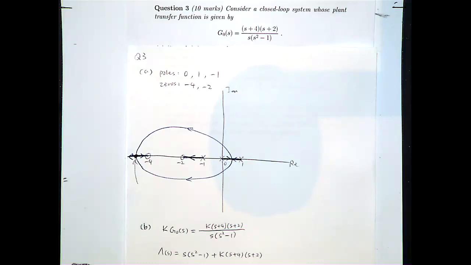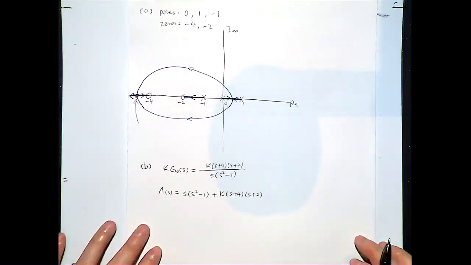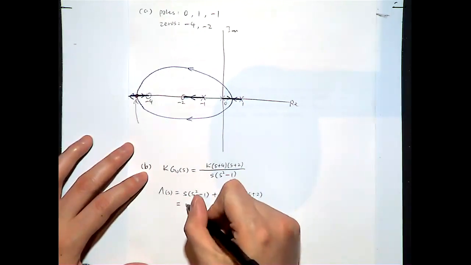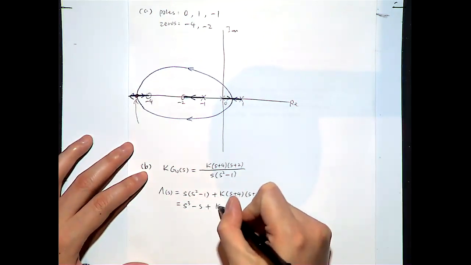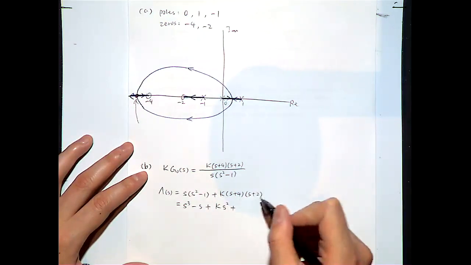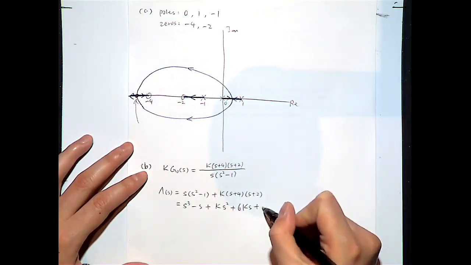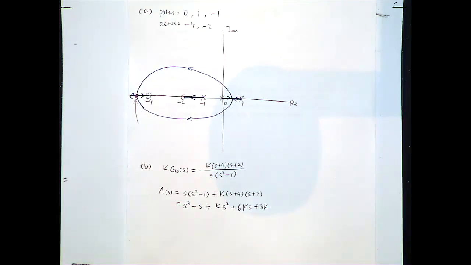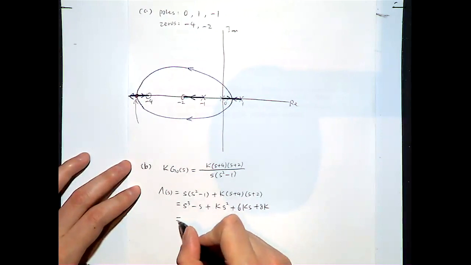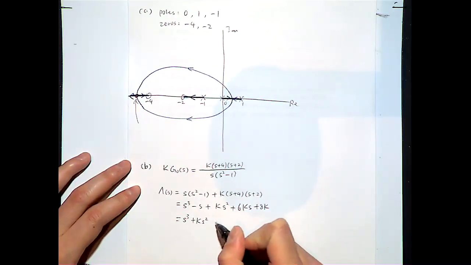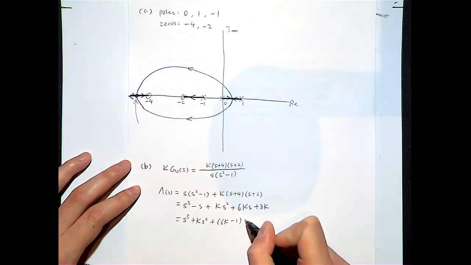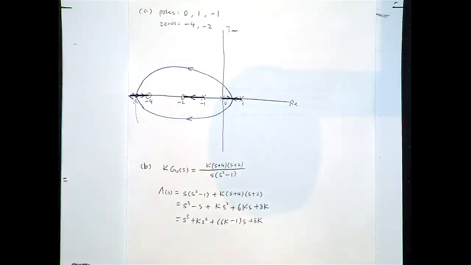Right? Okay. So you open it up: s cubed minus s plus k s squared plus 6ks plus 8k. You organize the terms, and this is your characteristic polynomial with a proportional controller.